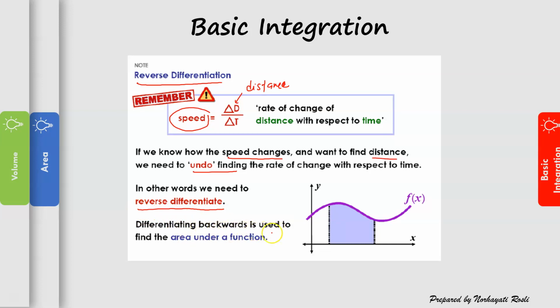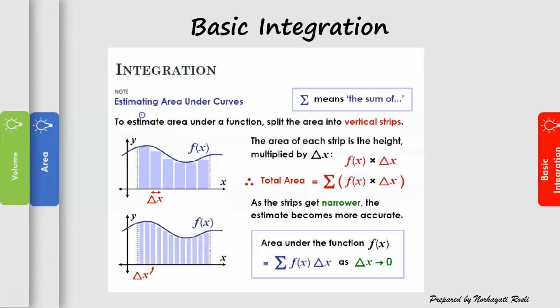Differentiating backward is used to find the area under the function. So if we have this graph, and you differentiate the function, you will get, for example, this rate of change. But now we want to do the reverse. When we do the reverse, in this case, we find the area under this curve, starting from this limit up to the end limit. So integration means estimating the area under the curve.